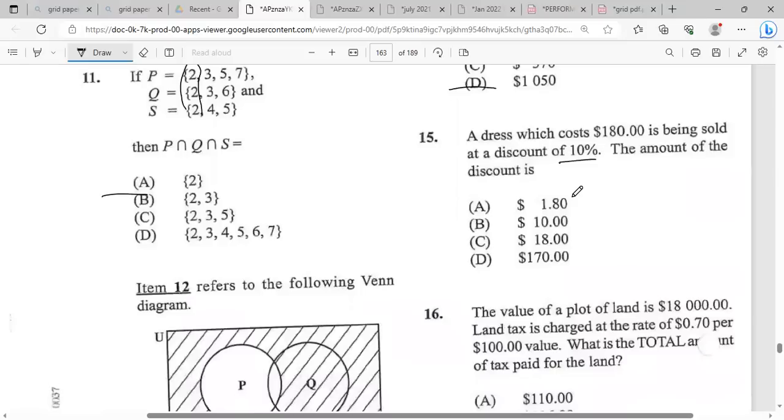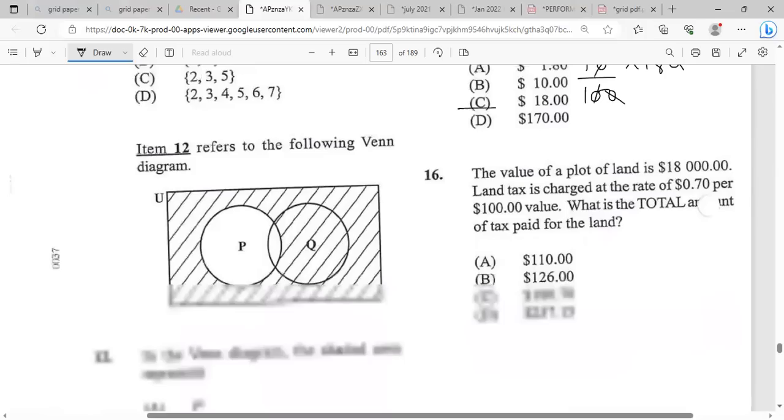A dress which costs $180 is being sold at a discount of 10%. The amount of discount is, so 10% means 10 over 100 times 180. 10% is also the same as dividing by 10. All right, so we can do that. So that's $18. And notice they ask for the amount of discount.